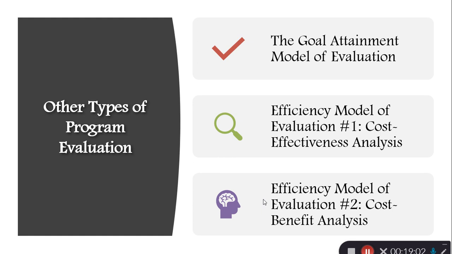And then the other two are referred to as efficiency models of evaluation, and they both get at this issue of cost and the extent to which a program is being cost efficient in its endeavors. The first one focuses on cost effectiveness alone. And the second one looks at costs, and it also weighs those costs with benefits as well. Hence the name cost benefit analysis.